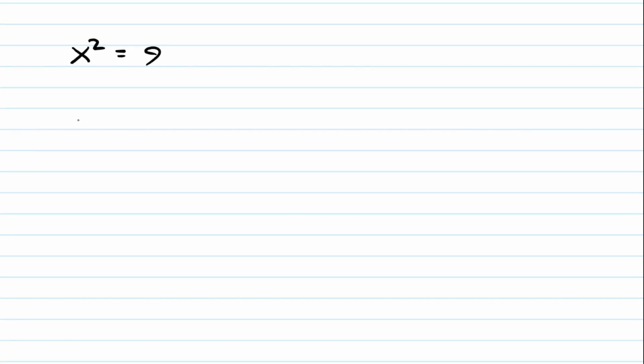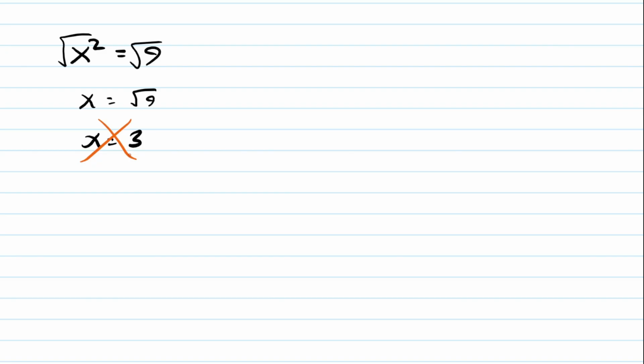Mistake number 7 comes in with forgetting your plus or minus. So if you had this equation x squared equals 9, you would think, okay, let's take the square root of each side, and we're left with x equals the square root of 9, and the square root of 9 is 3, so x equals 3. Now this is actually not correct.